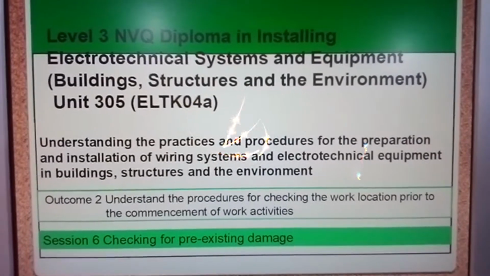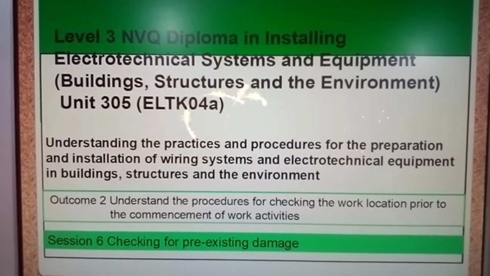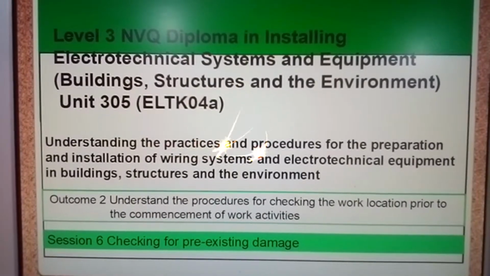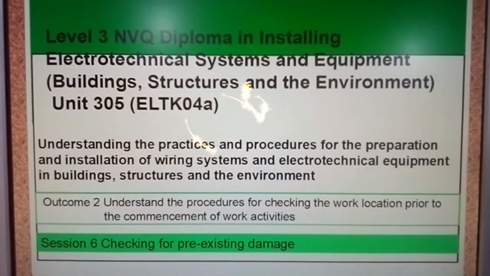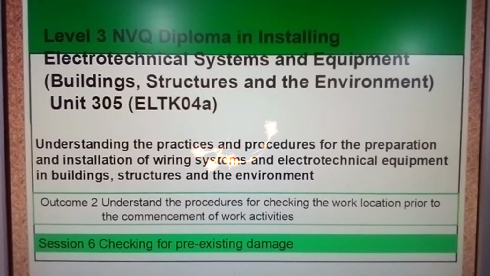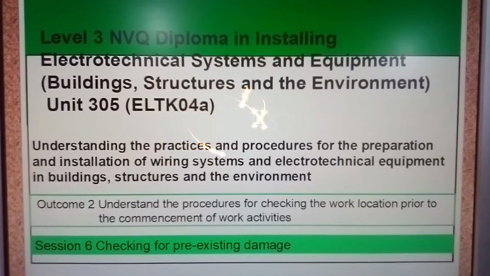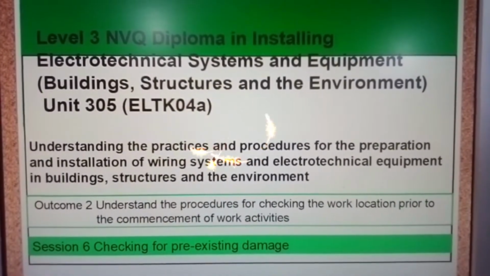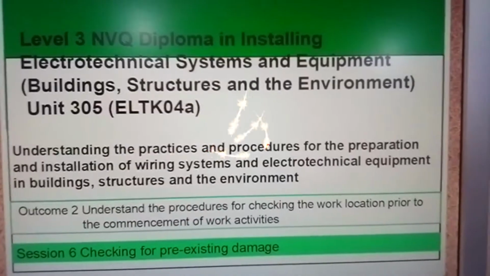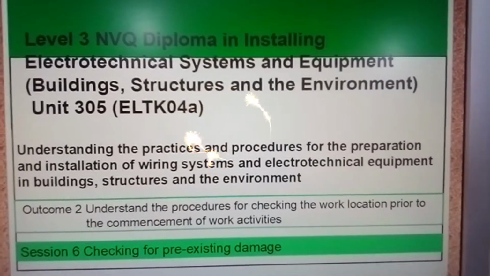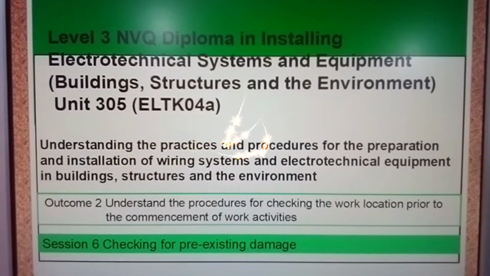Okay, welcome back. What I want to do is to continue with the electrotechnical systems and equipment for building structures and the environment. Again, this is Unit 305. Now remember that Unit 305 relates to the 2357, but the knowledge and the information is still applicable to the 5357. Although I've looked at the 5357, there are some bits that they seem to have left out, but experience has told me that they will be putting them back in at a later stage as an addition.